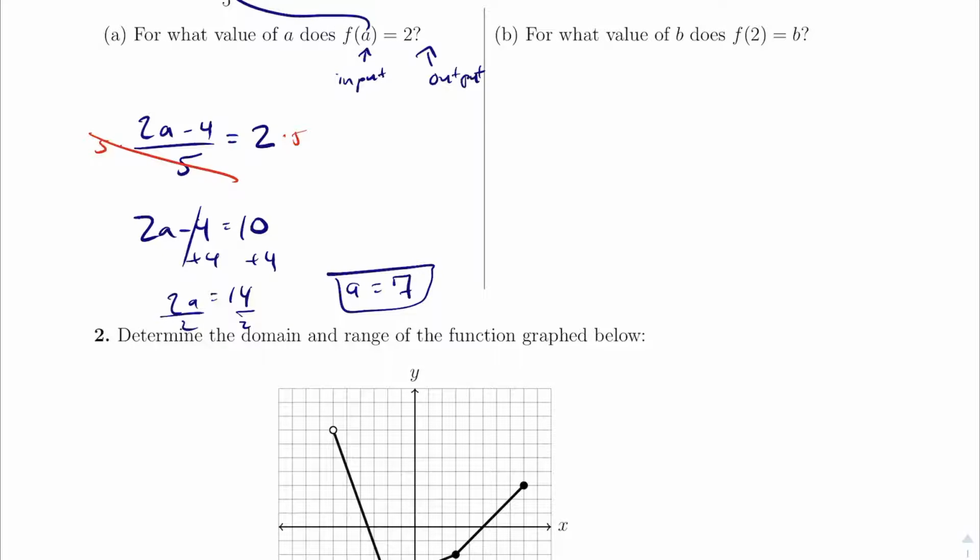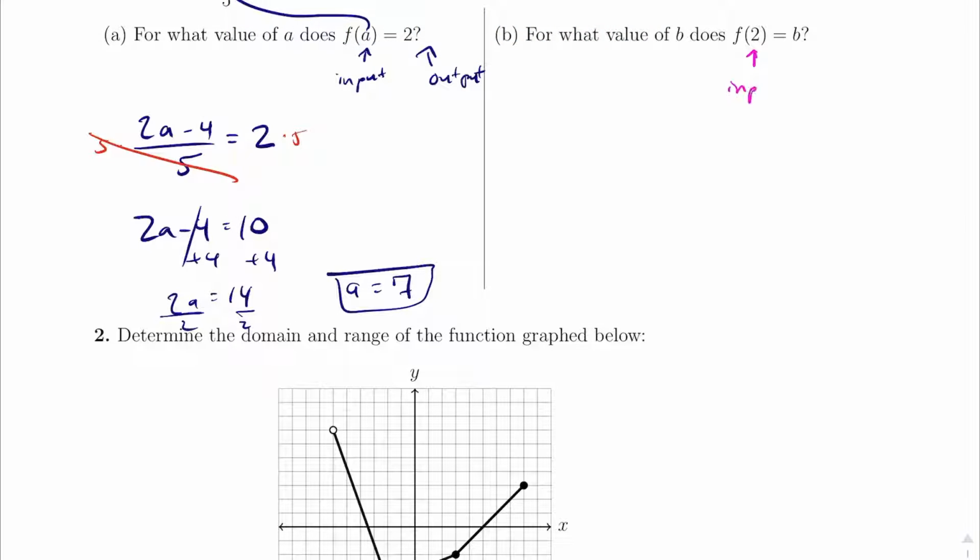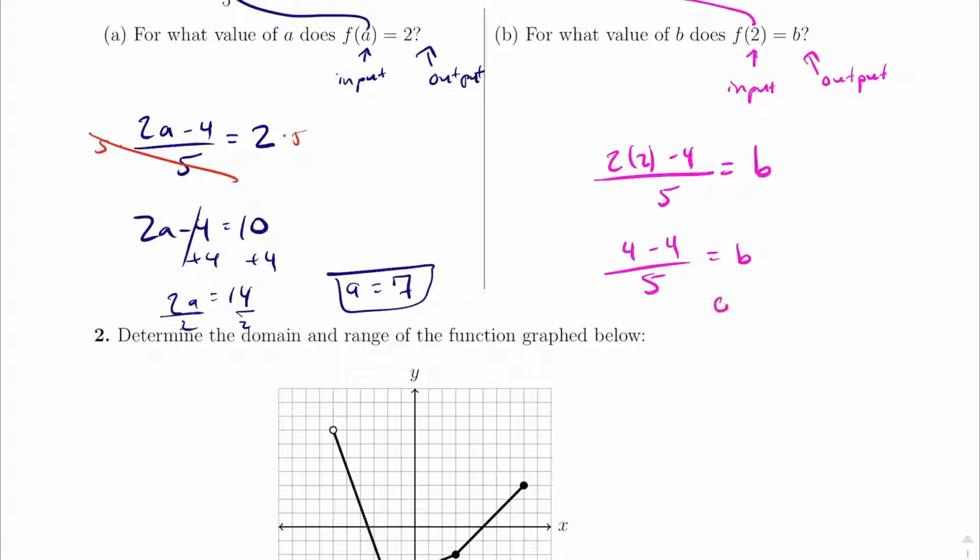Now for this one, we do the same thing. We classify our inputs and outputs. So this time, when we input 2 into the function, it gives us our output, b. 2 times 2 is 4, minus 4, over 5 is b. 4 minus 4 is 0, over 5 is b. 0 divided by 5 is 0, so b must be 0.